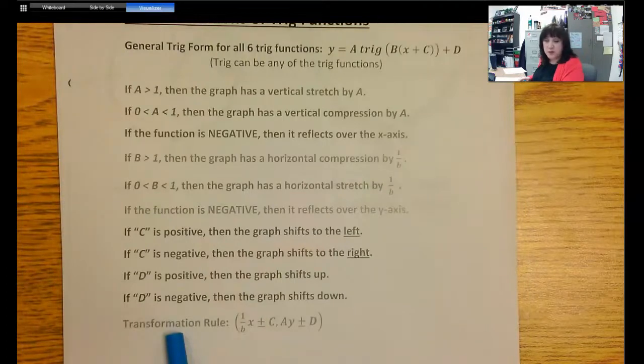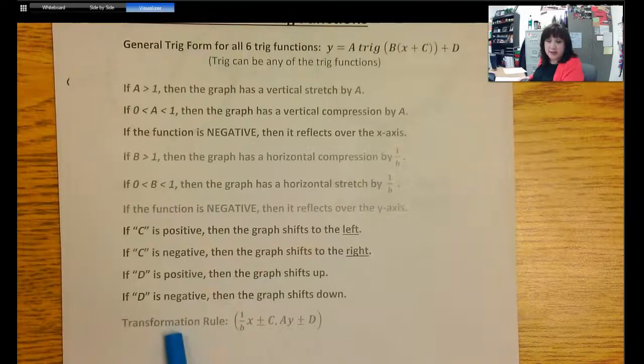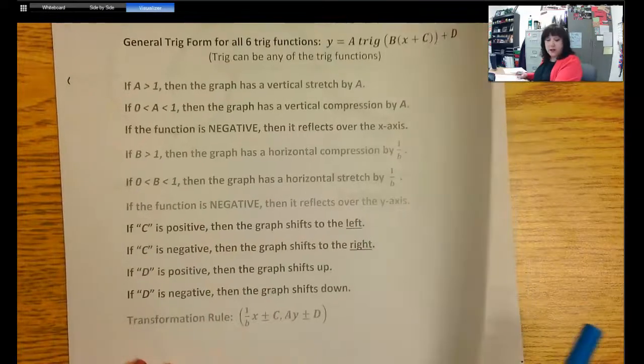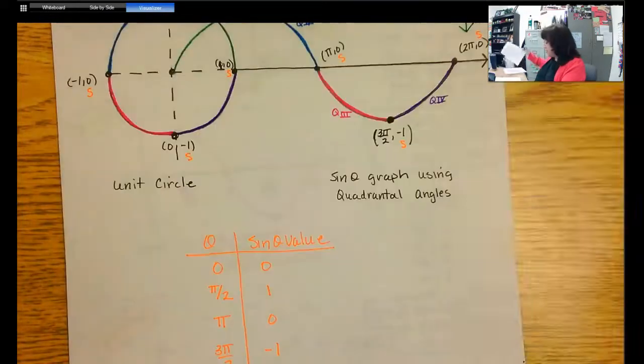Or oftentimes folks will use the transformation rules and tables, especially when there's a horizontal stretch or compression, because that means your graph and your markings on your graph are going to change, and a lot of times it's easier to figure out what those markings are if you're looking at the transformation table. So again, you can find this sheet in the help section.